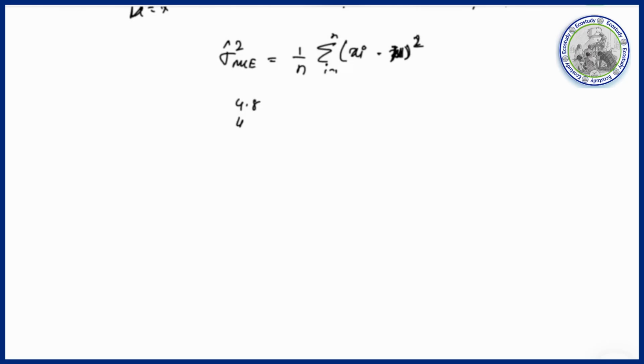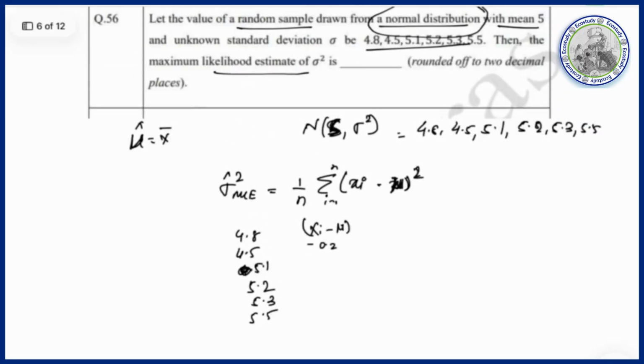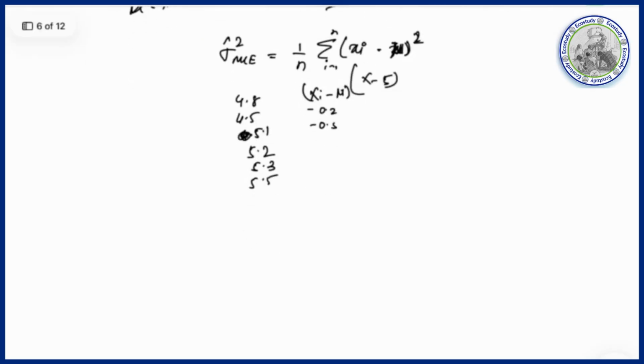So the values are 4.8, 4.5, 5.1, 5.2, 5.3, 5.5. Calculate x minus mu. What is mu here? Mu is 5, given. So x minus 5 gives 0.2, 0.5, 0.1, 0.2, 0.3, 0.5, and then square it: 0.04, 0.25, 0.01, 0.04, 0.09, 0.25.